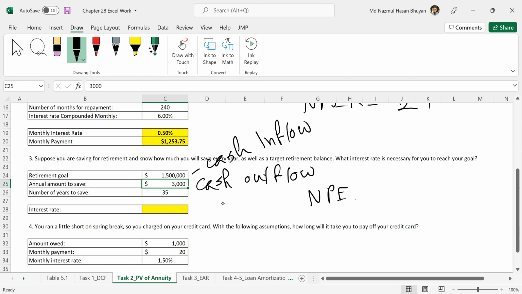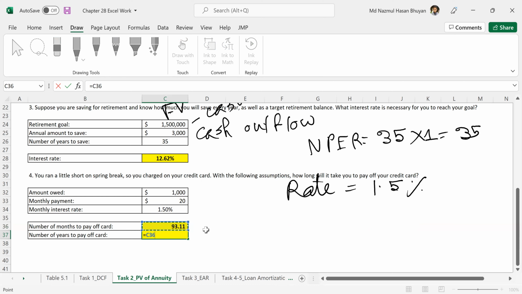And here, remember, we are using monthly information to calculate NPER. So the NPER we get here is also total number of months. Now we want to know total number of years. So divide total number of months by the number of months we have in a year. Then you get the total number of years to pay off your credit card loan. And in this case, it is 7.76 years.